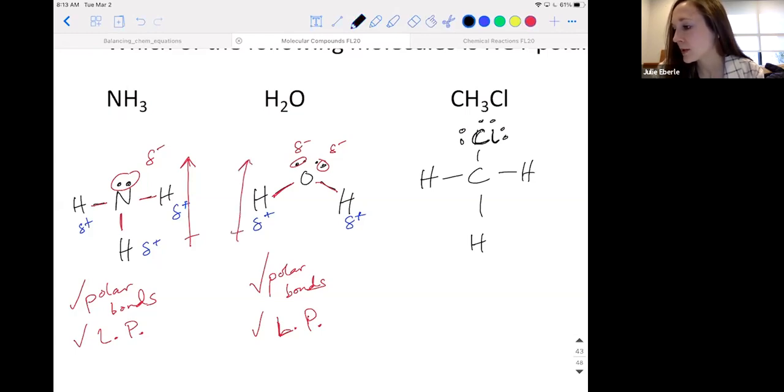Now, some people might be like, well, yeah, you can draw a plane of symmetry right down through the middle, I got something in the chat, but the dipole doesn't cancel with anything, okay? The dipole doesn't cancel. So that's what you're looking at. So this is polar as well.